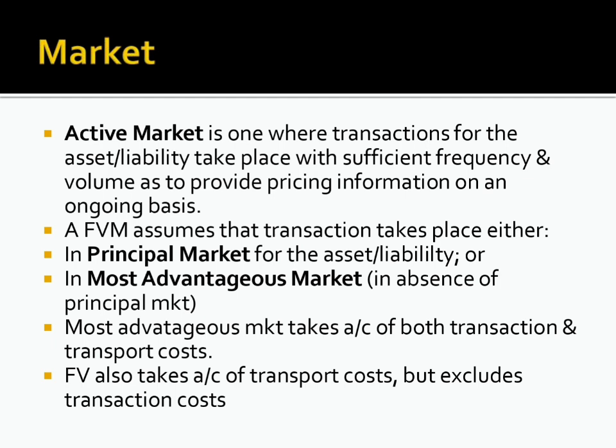Well, what is principal market? The principal market is one with the highest volume and level of activity. And the most advantageous market is one that would maximize the amount that would be received to sell an asset or minimize the amount that would be paid to transfer a liability, taking account of both transaction and transport costs. So it must be noted that the most advantageous market is assessed after taking into account transaction costs and transport costs to the market. Fair value also takes into account transport costs but excludes transaction costs.